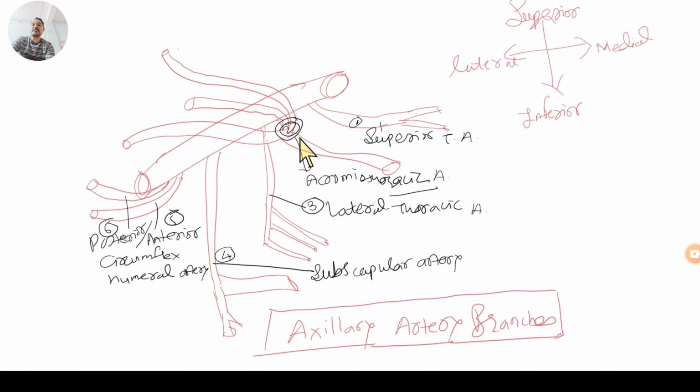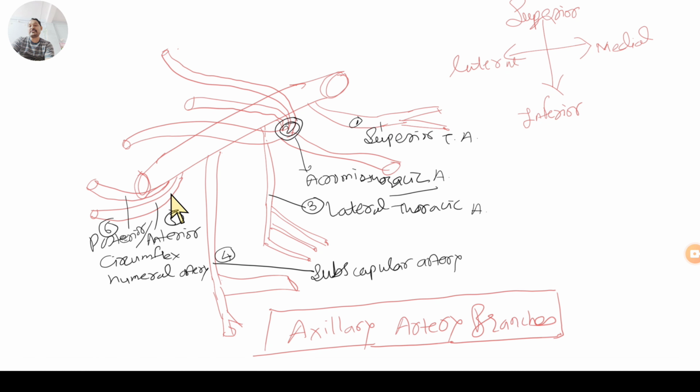The second part gives the acromiothoracic or thoracoacromial artery and the lateral thoracic artery. These are the two branches given by the second part of the axillary artery. The third part gives three branches. The subscapular artery is the largest branch of the axillary artery. Again a very common MCQ that is asked repeatedly, and even in vivas you will find it useful to know this fact, that the subscapular artery is the largest branch of the axillary artery.